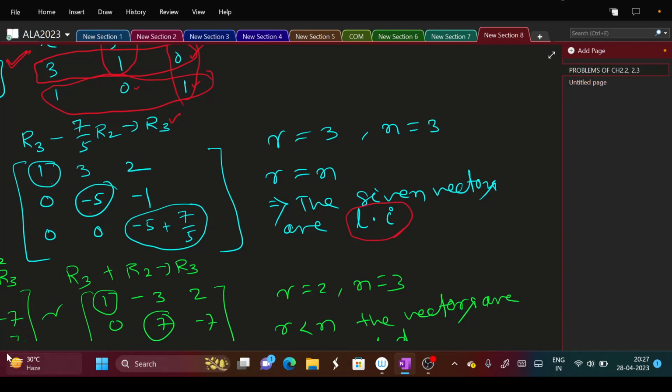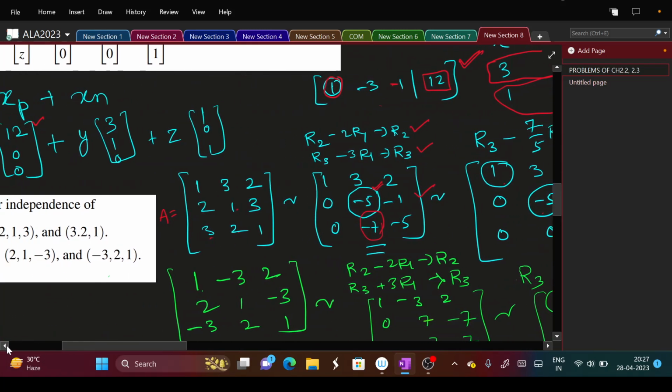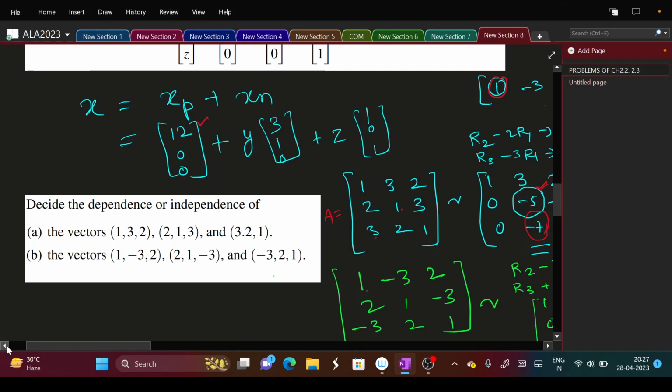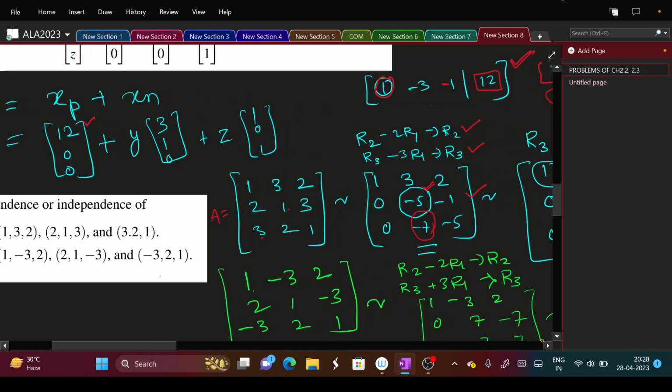Next question is the second matrix. Here the 3's are replaced by minus 3. So this is my given matrix, that is (1, -3, 2), (2, 1, -3), (-3, 2, 1). Now what operation will I do? R2 minus 2R1 stored in R2.